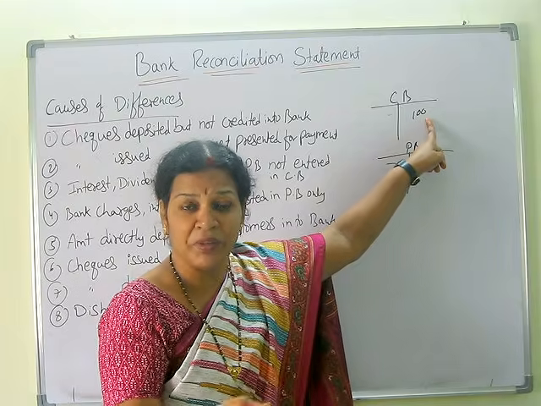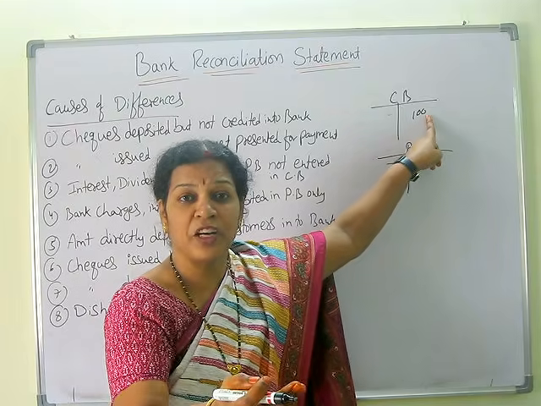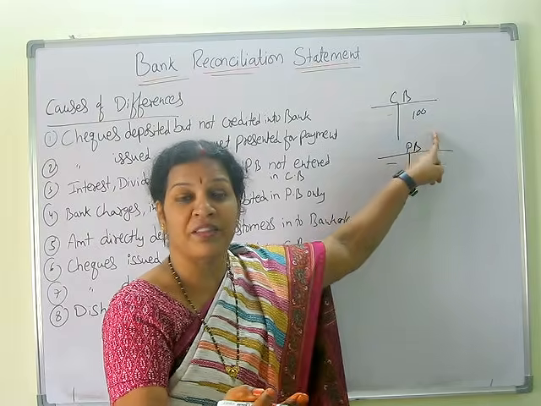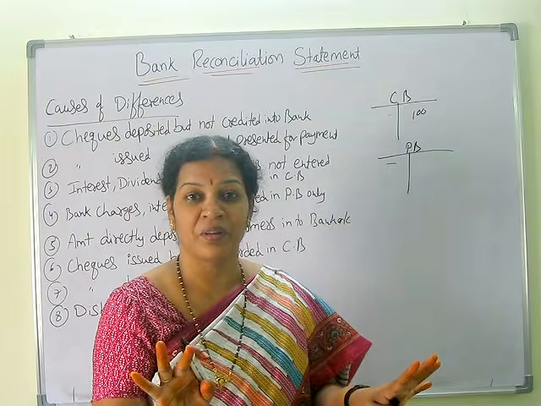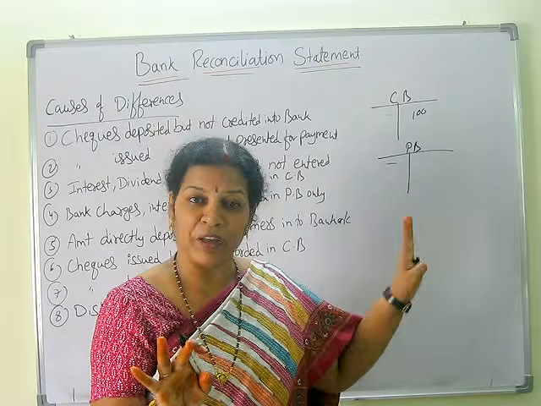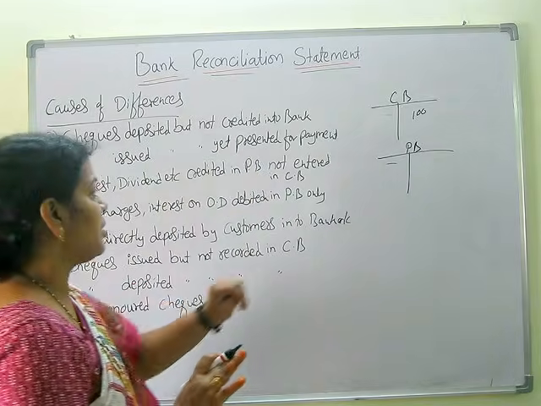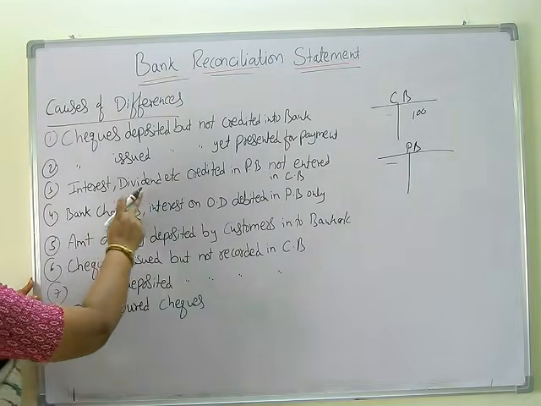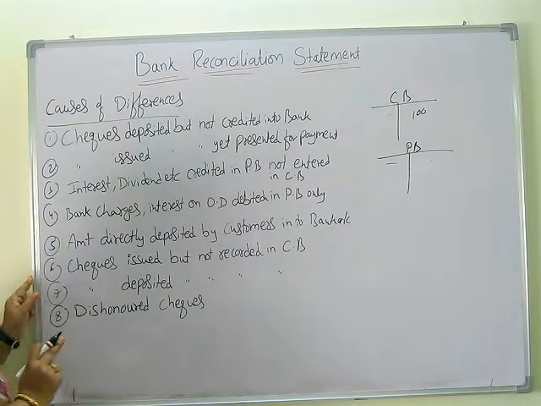Credit side means a payment. We are issuing, which means the payment. So the cash book value is showing less. In the passbook there is no entry, so the passbook is more here. This is another reason.